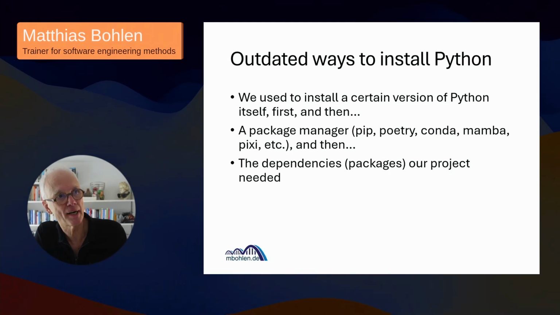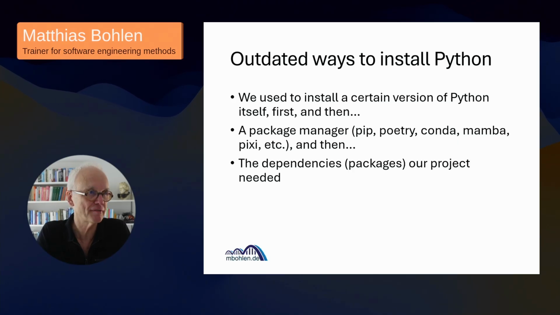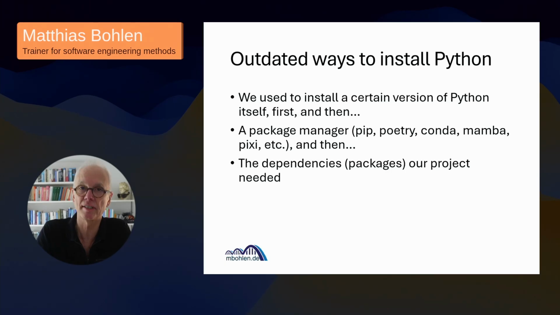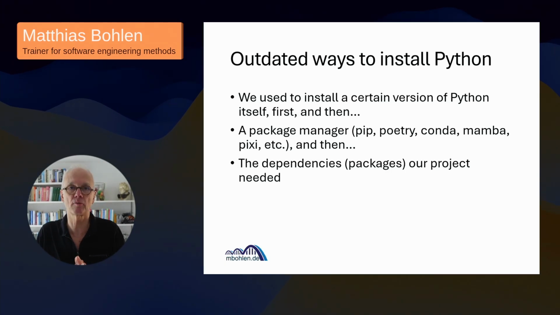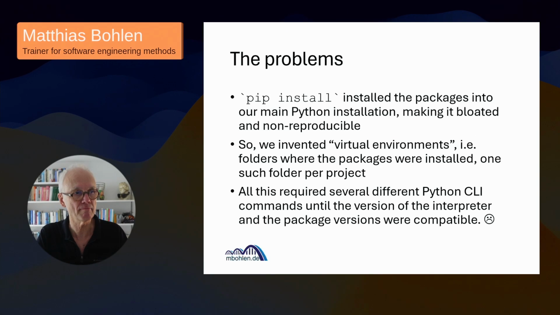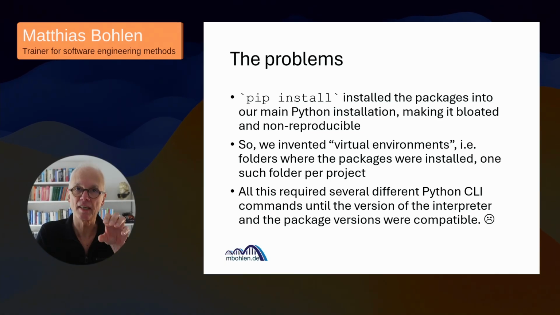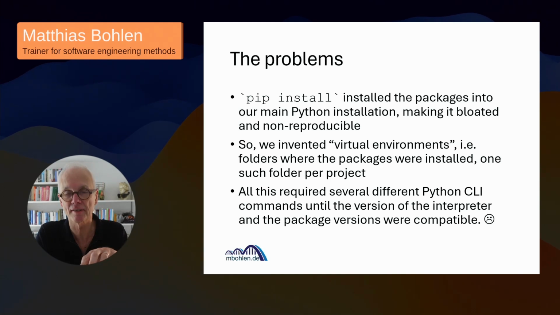First of all, what were those outdated ways to install Python? We used to install a certain version of Python and run all our Python projects on the same version. It was only one local version per machine. And then we installed a package manager, things like pip, poetry, conda, and so on. And then we installed the dependencies. Each project had its own dependencies, like the other Python packages that you're using. The problem was pip installed all these packages into your main Python installation on the machine. So this made it bloated and non-reproducible.